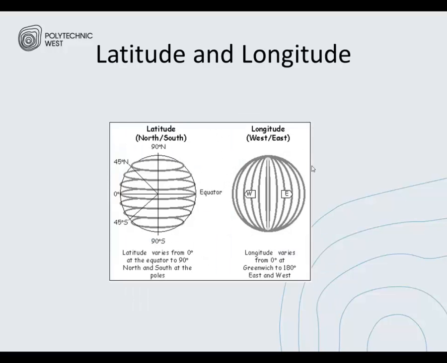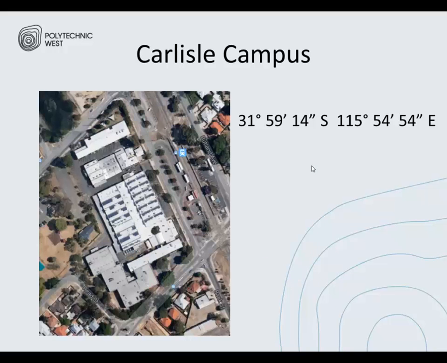About 5,500 years ago, the Greeks applied the 360-degree system to the Earth to get latitude and longitude. For greater accuracy, each degree was divided into 60 minutes, and each minute was divided into 60 seconds. So if you look at Carlisle campus, it's at 31 degrees, 59 minutes and 14 seconds south, 115 degrees, 54 minutes and 54 seconds east. South because we're in the southern hemisphere, and east because we're east of Greenwich, which is on the 0 longitude called the prime meridian.